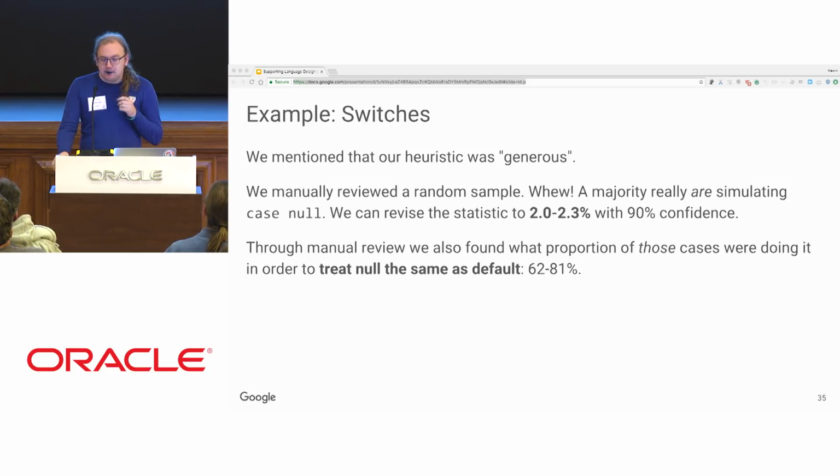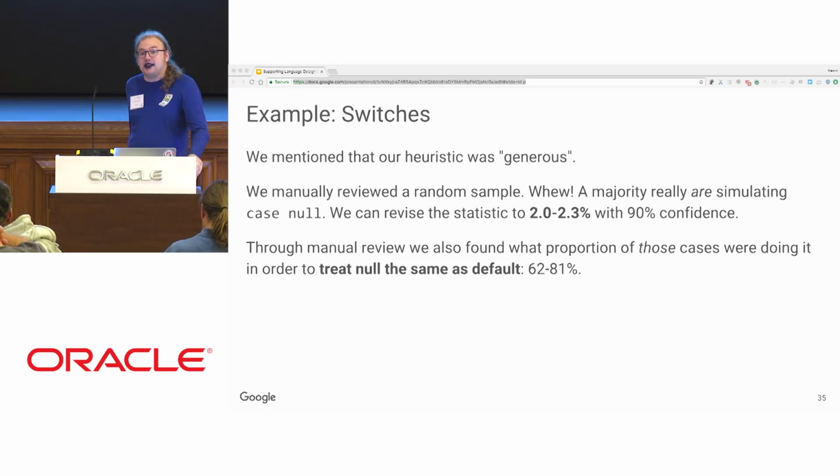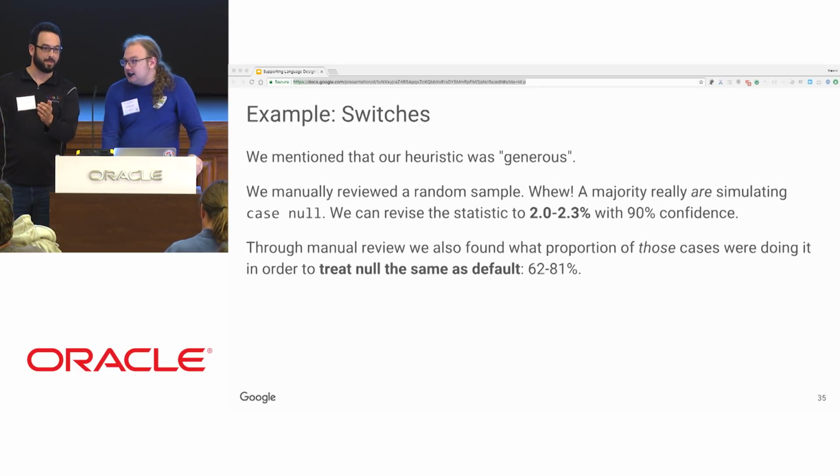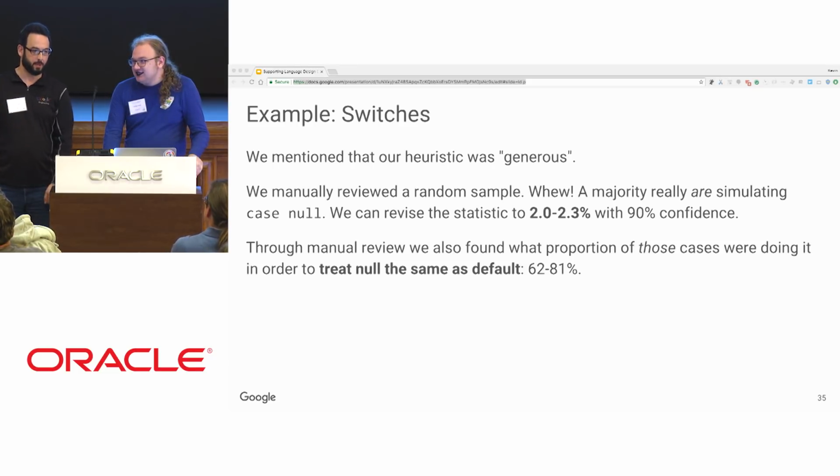And for a majority of them, we don't have a ton of data here, so the confidence interval is fairly wide, but 60 to 80% of those are treating null the same as default, which we think is also pretty interesting. Of course, the only reason that confidence interval is so wide is I got really sick of manually reviewing them and I cut it off there. We can always narrow it by reviewing more and more.